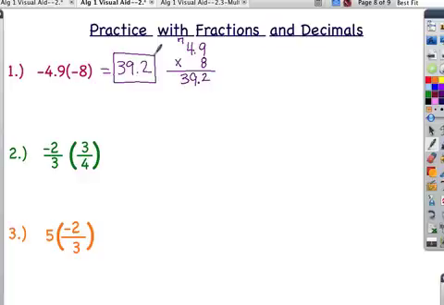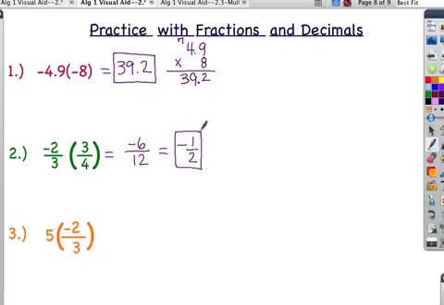Number 2, we're multiplying fractions. One is negative and one is positive. So my answer will be negative. Now with multiplying fractions, we have a couple different strategies. You can either multiply straight across, so our numerators, negative 2 times 3 is negative 6, and then our denominators, 3 times 4, which is 12, and then reduce.